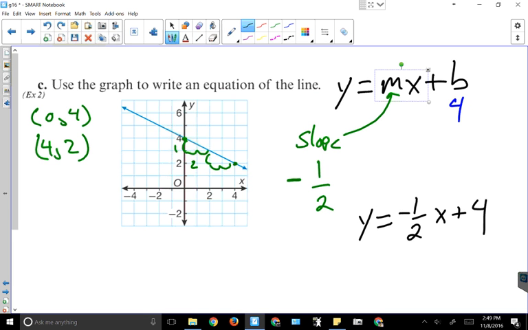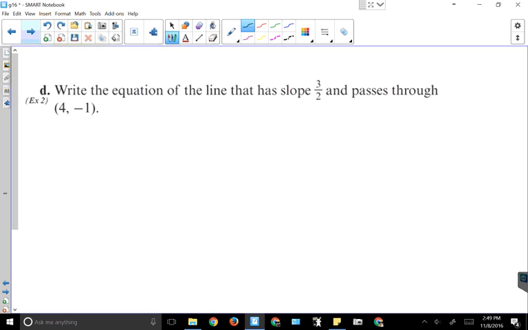Take this a piece at a time. Don't try and look at it and grab everything at one time. Start with this. Ask yourself, what is the slope? How do I get from one point to the next? Where does it go through the y-axis? So, let's give this a whirl. Give you a minute or so to play with that.